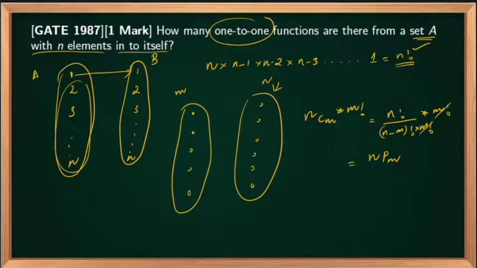Here both are the same, N and M are the same, so you can write it as NPN is equal to N factorial divided by (N minus N) factorial. N minus N factorial is 0 factorial, that is 1. The answer will be N factorial.